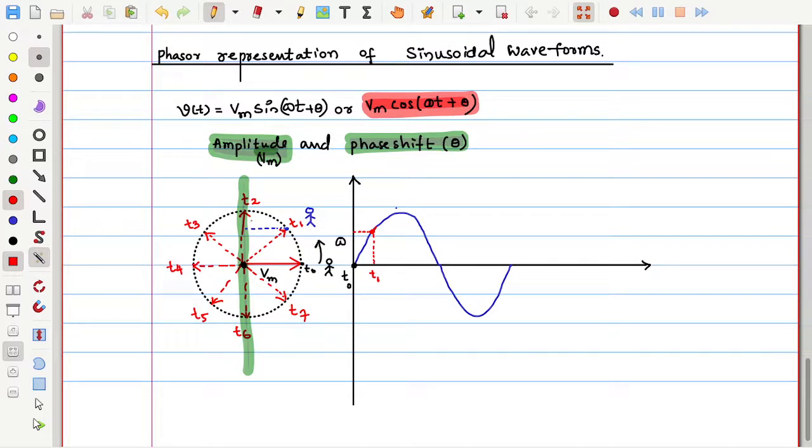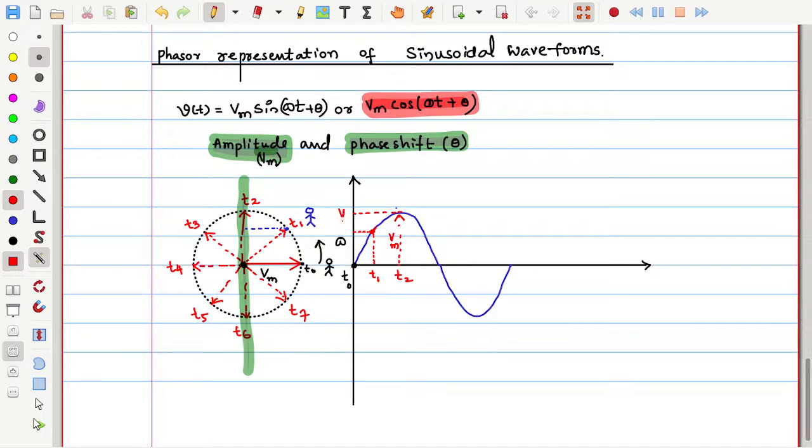Then as it moves to the position of t2, the projection onto this vertical axis is its full length. So at t2 its length is equal to the maximum value, which is Vm. This is the Vm.